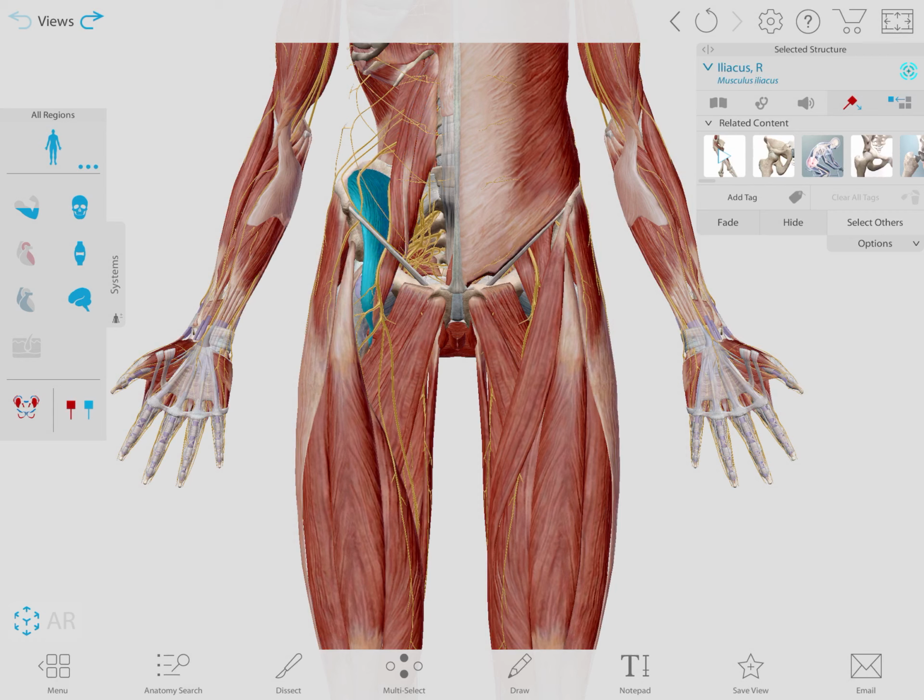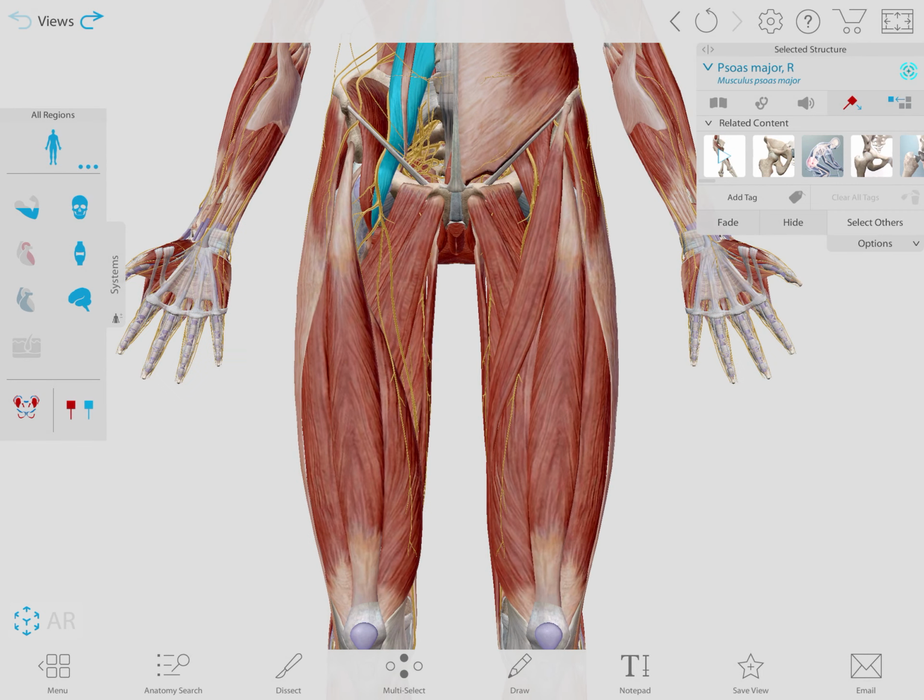Iliacus, so it comes off the inside of the ilium. The iliacus and the psoas share the same tendon to attach to the lesser trochanter. So the primary job of those two muscles is hip flexion. They're very strong hip flexor muscles.